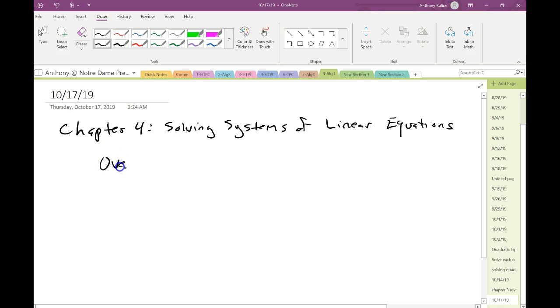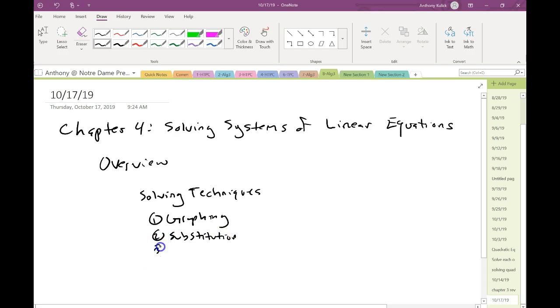So just to give you guys a little bit of an overview, the setup for this chapter is going to be a little bit different. We're mostly just going to be talking about solving techniques. We're going to talk about graphing, substitution, elimination, and then we'll talk about some matrix methods.